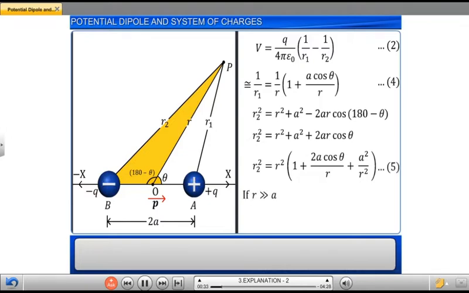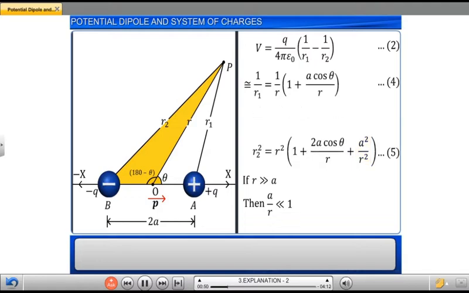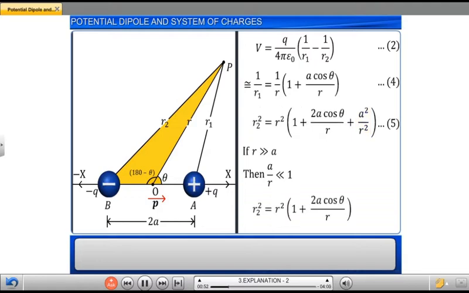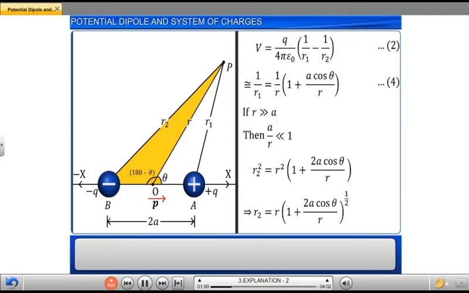If r is much greater than a, then the ratio a to r is much less than 1. And hence the term a square by r square in equation 5 can be neglected since it becomes negligible. Then we get r2 square is equal to r square into 1 plus 2a cos theta by r. This implies r2 is equal to r into 1 plus 2a cos theta by r power half.